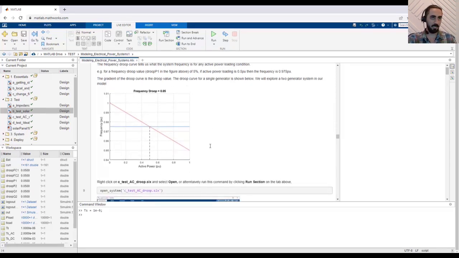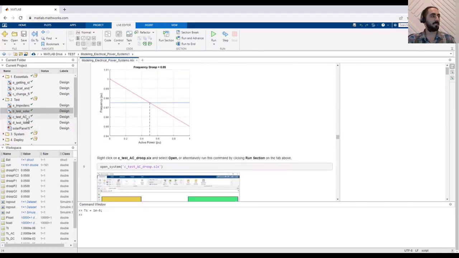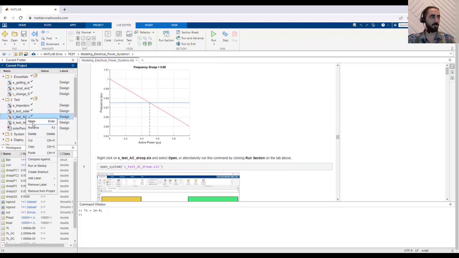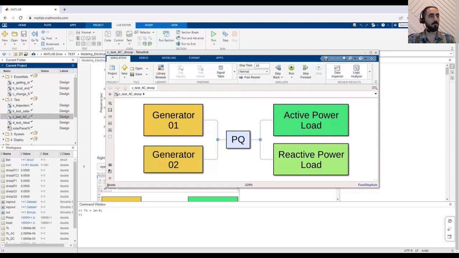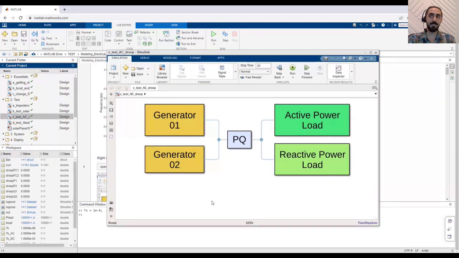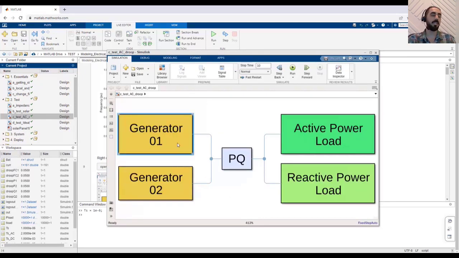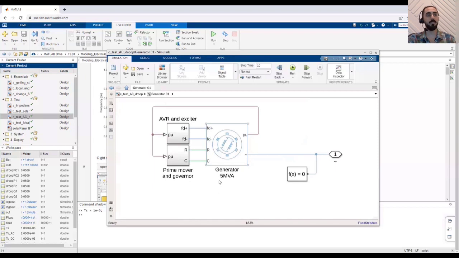What it means is that the power sharing is working, and we can take a look at that by opening this example in here. So it's going to open up model C, the third example. In this example, we're going to be testing the power sharing between two generators which are connected in parallel. In generator 1, if we go underneath, we see 5 megavolt ampere for the diesel generator.